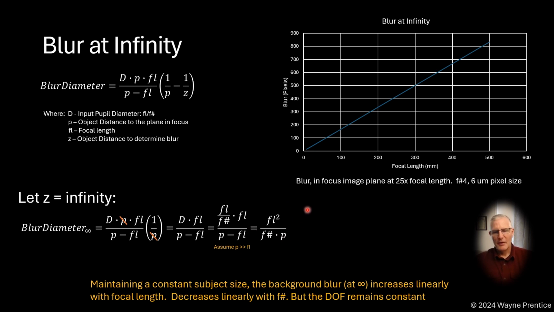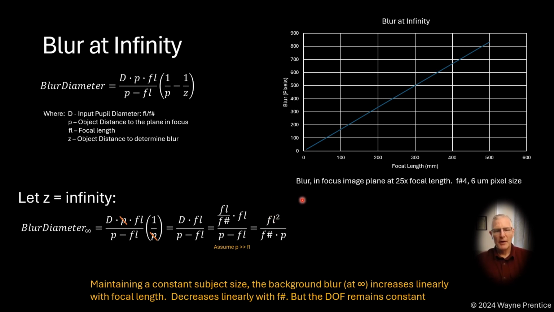You can notice it's a linear relationship, and this suggests it should be squared. The reason it's linear is because we're maintaining the subject size. So as a result, the plane in focus is 25 times the focal length. So P here is 25 times focal length. That puts the focal length in the denominator into focal length squared, which makes it linear with focal length.